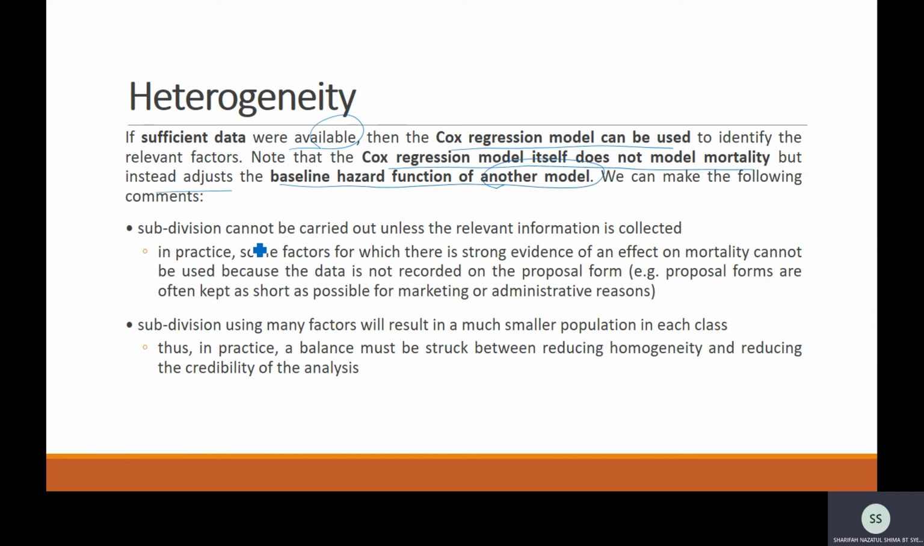Subdivisions cannot be carried out unless the relevant information is collected. Some factors for which there is strong evidence of an effect on mortality cannot be used because the data is not recorded on the proposal form. For example, proposal forms are often kept as short as possible for marketing and administrative reasons. Subdivision using many factors will result in a much smaller population in each class. So in practice, a balance must be struck between reducing heterogeneity and reducing the credibility of the analysis.